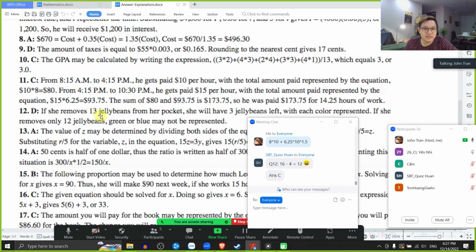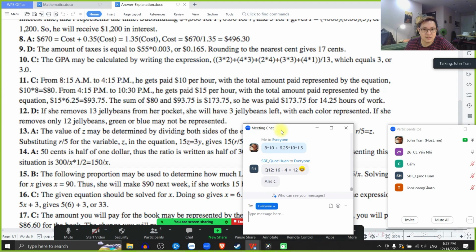Because if she removed 13 jelly beans from her pocket, she would have 3 jelly beans left with each color represented. If she removed only 12 jelly beans, green or blue may not be represented. Đó, các bạn coi đi. Nếu mà cổ chỉ lấy ra có 12 cái hạt đậu thôi, thì cái màu xanh lá cây hoặc màu xanh dương á, nó có thể nó không được đại diện, không nằm trong đó.